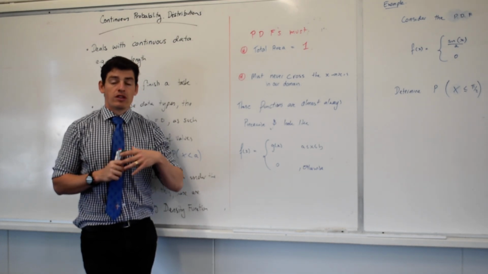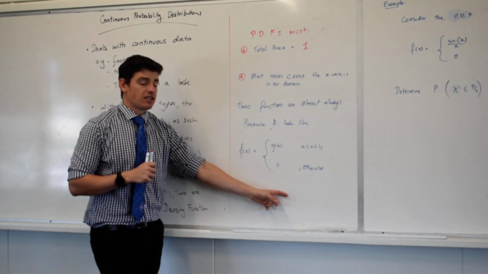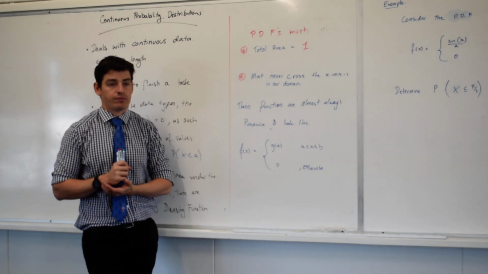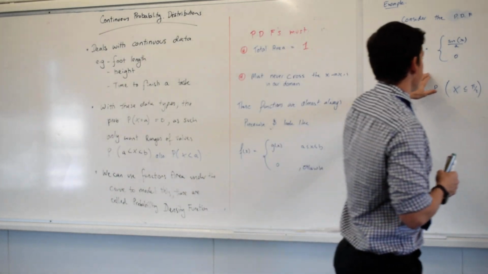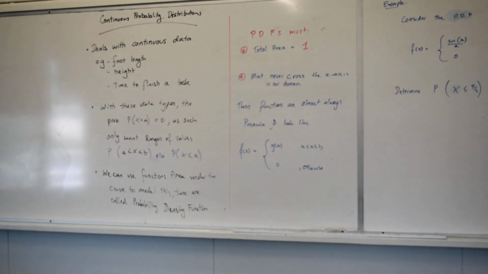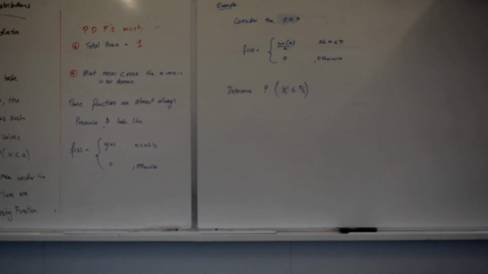Cool? You can have multiple piecewise functions, you can have g(x) and then h(x) and then it'll finish with 0 otherwise. Awesome. So we're going to consider this probability density function to start with, and we'll go through an example. So we'll go through 2 examples actually, because I think we probably need 2 examples.